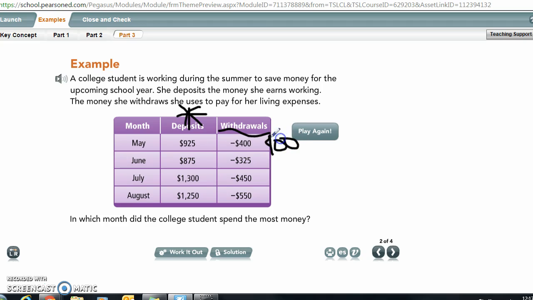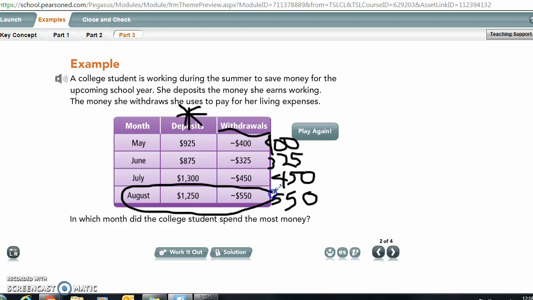Well, the absolute value of -400 is 400. The absolute value of -$325 is 325. The absolute value of 450 is going to be 450. And the absolute value of -$550 will be 550. So in which month did they spend the most money? Well, they spent $550 in August. So I know my answer must be August.